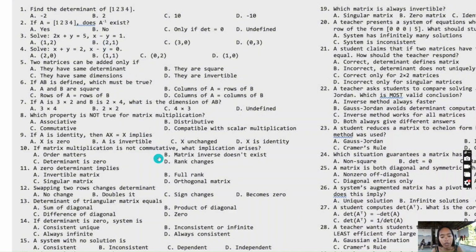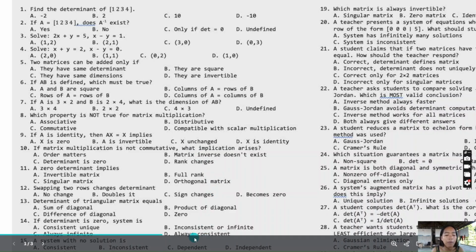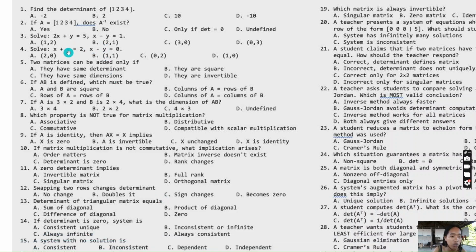So we solve for y. That gives y is equal to x minus 1. Now we substitute that into the first equation, which is 2x plus x minus 1 is equal to 5. Then simplify: 3x minus 1 is equal to 5, 3x is equal to 6, and x is equal to 2. So now our x is equal to 2. Now let's substitute that into the first equation.